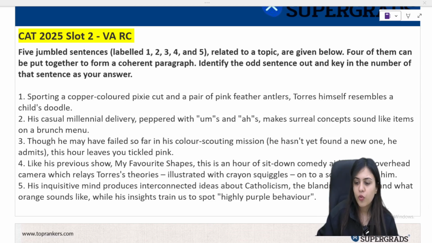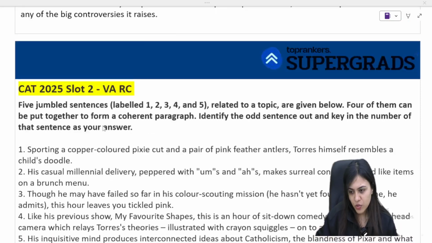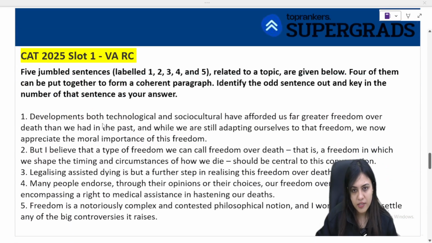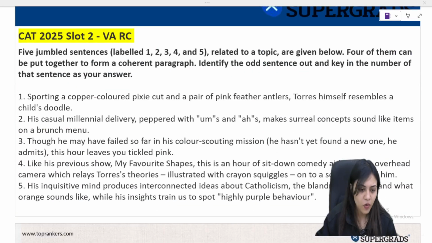So that's why 4, 1, 2, 5 kind of fits together perfectly. And the answer to this is the third one. So previously we had 4 as our answer as the odd man out. Here we have third as the odd man out.